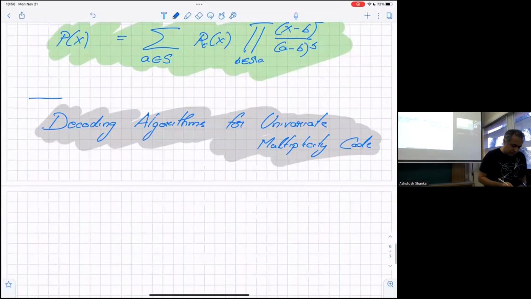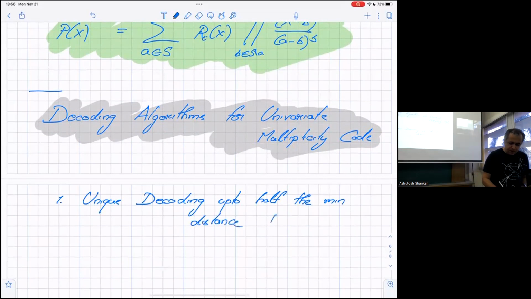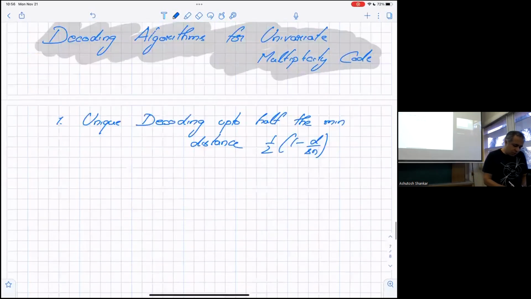We can ask several questions here. Firstly, we can ask about unique decoding, and this is up to half the minimum distance, that is half of 1 minus R. Secondly, we ask about list decoding up to the Johnson radius.